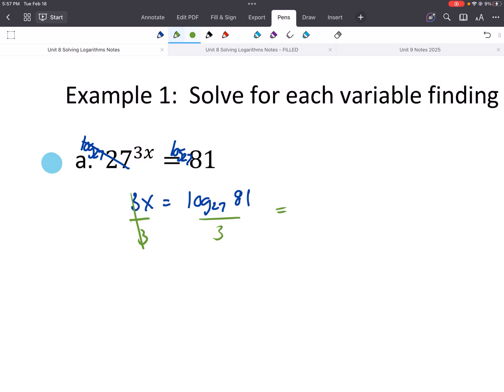I end up getting 4/9, or we'd probably want to have it as a decimal. So if we do 4 divided by 9, it'd be 0.44.